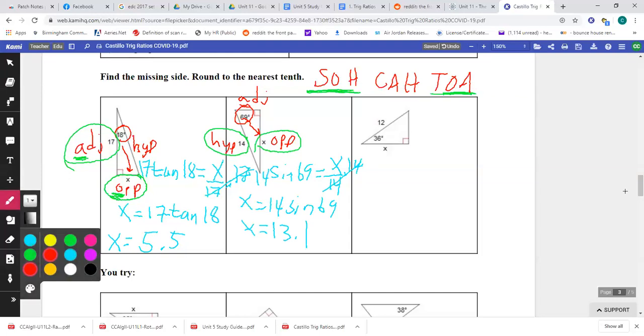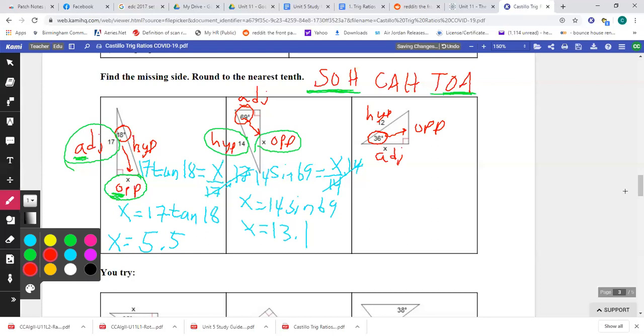Okay, so one more with you. Once again, first step, identify the angle. And then now just label the triangle based on that angle. This is your hypotenuse. The one across from it is your opposite. And the one next to it is your adjacent.